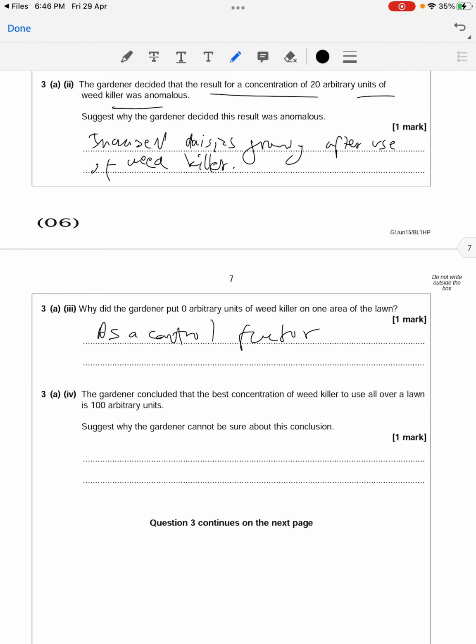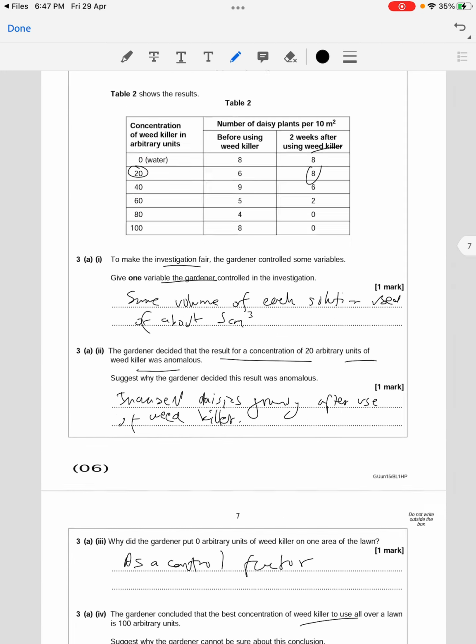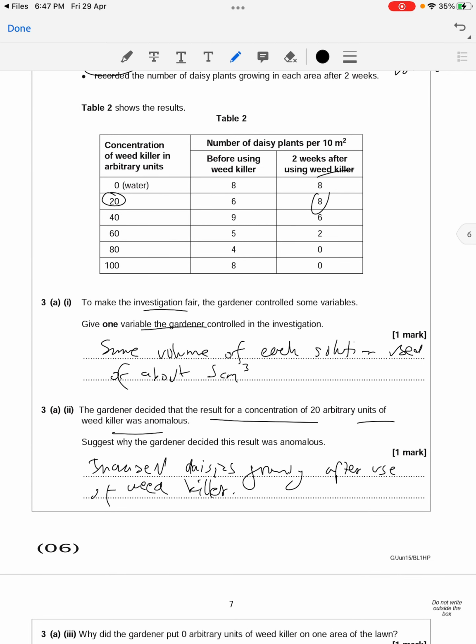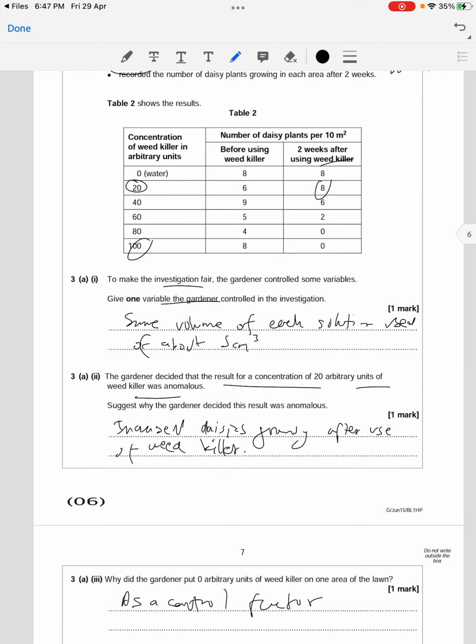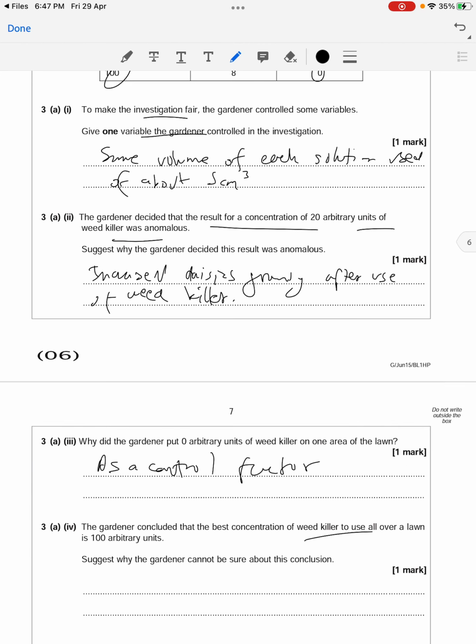Now the gardener concluded that the best concentration of weed killer to use all over the lawn is 100 arbitrary units. So just explain why the gardener cannot be sure about this conclusion. The gardener cannot say that 100 is the best, because if you look 2 weeks after using the weed killer, it is 0. But do you see one other trend is that while using 80 concentration of weed killer, it's also 0. 2 weeks after, the number of daisies has also decreased.